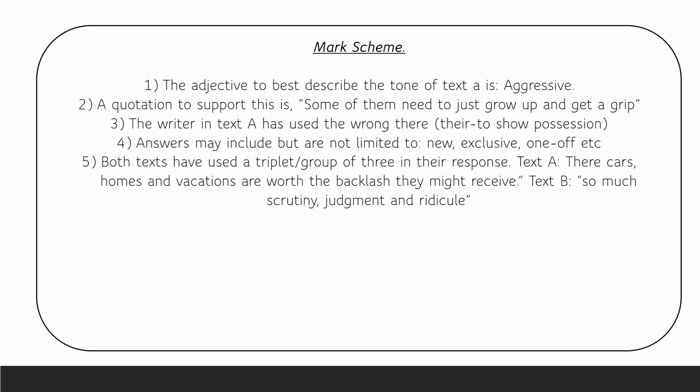So with that one then, we'd get things like "their cars, homes and vacations are worth the backlash they might receive." So it's 3 things towards a common goal. Or text B, "so much scrutiny, judgment and ridicule," which is really quite a good and effective group of 3 there, because it does make us feel quite bad about the things that they're going through.